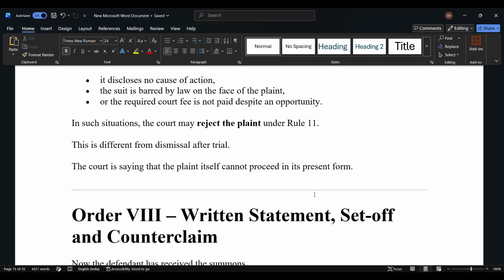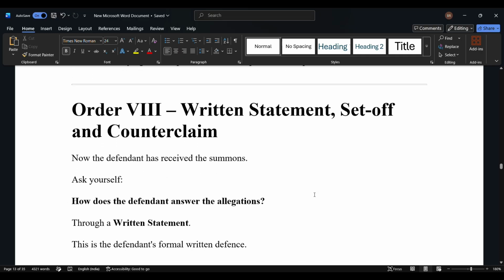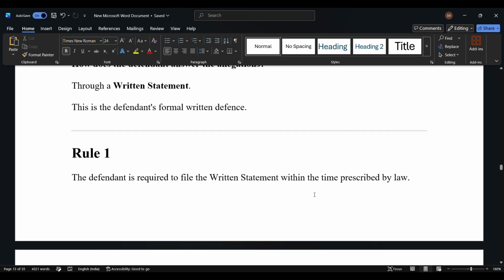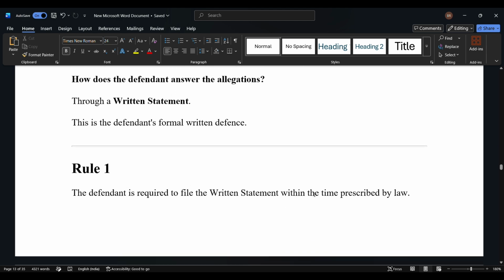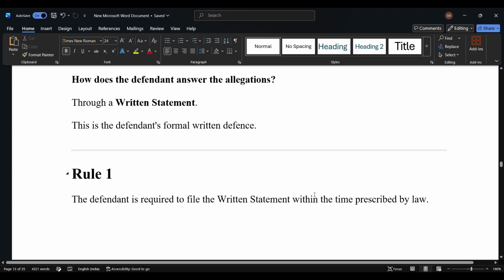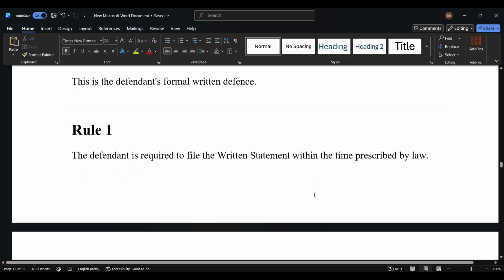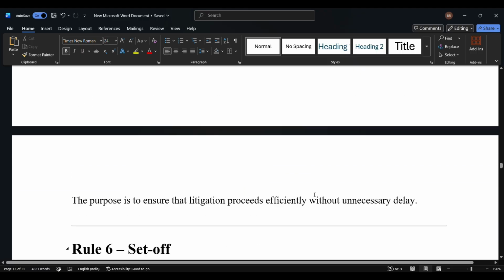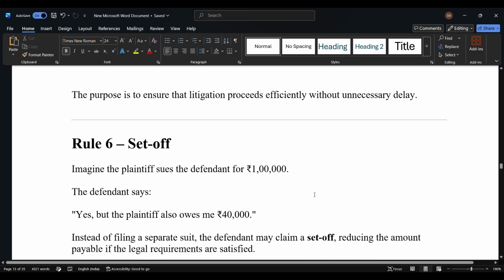Order 8, written statement, set-off and counterclaim. Now the defendant has received the summons. Ask yourself, how does the defendant answer the allegations? Through a written statement. This is the defendant's formal written defense. Rule 1. The defendant is required to file the written statement within the time prescribed by law. The purpose is to ensure that litigation proceeds efficiently without unnecessary delay.